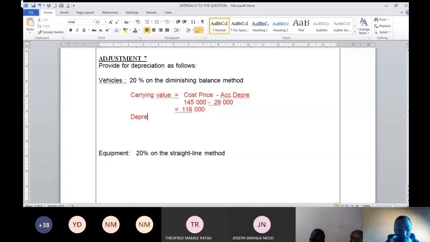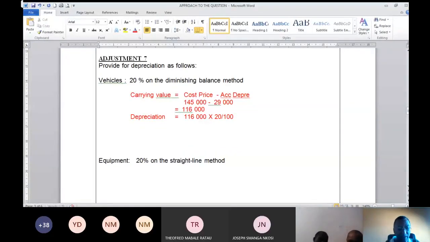So to calculate the depreciation now, it will be equal to the 116,000 Rand. Take 20% of that amount. That means now that our depreciation is now the amount of 23,200 Rand. Depreciation, 23,200 Rand.